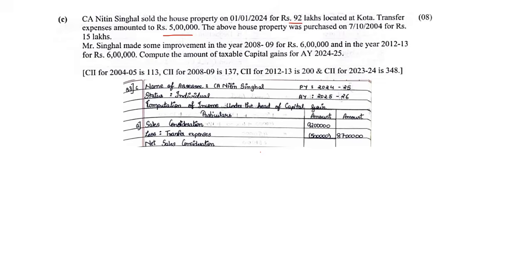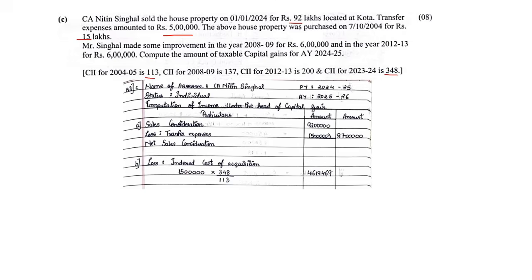Then comes indexed cost of acquisition. So that is cost of acquisition which was 15 lakhs. CII of the previous year was 348 and the year in which it was purchased was 113. So when we put into the formula 15 lakhs into 348 divided by 113, we get the answer as 46 lakhs 19,469.